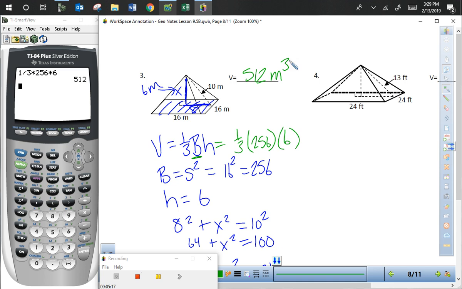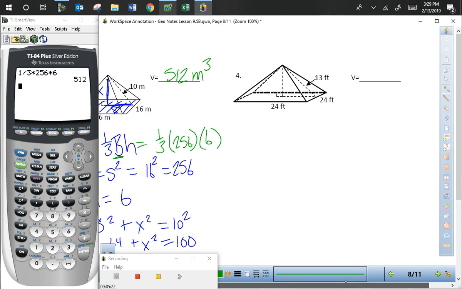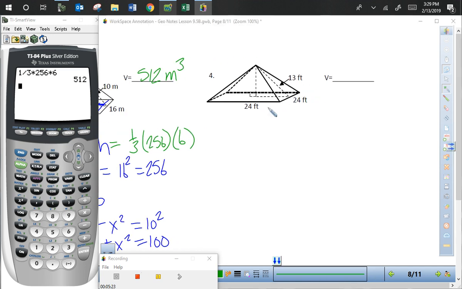Alright, we'll do another example here together. We're supposed to find the volume of this shape. Okay, again, it's got a point, so we're using 1/3 area of the base times the height. We need big B and H. Alright, so take a minute to look at the base and decide, is this base a rectangle or is this base a square?